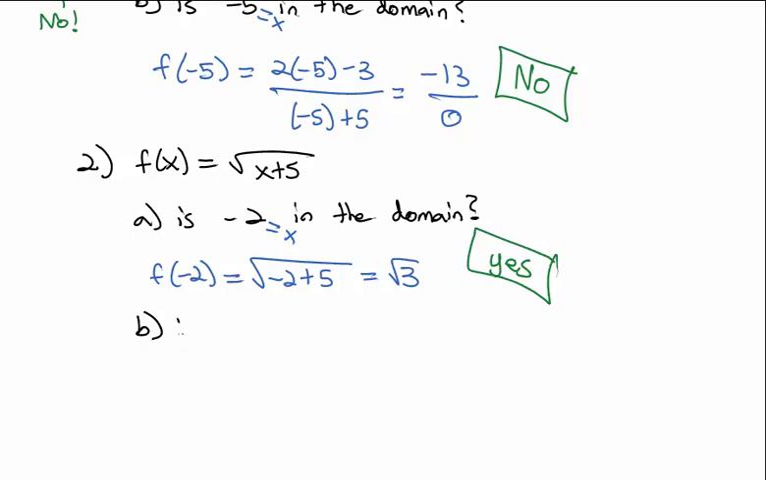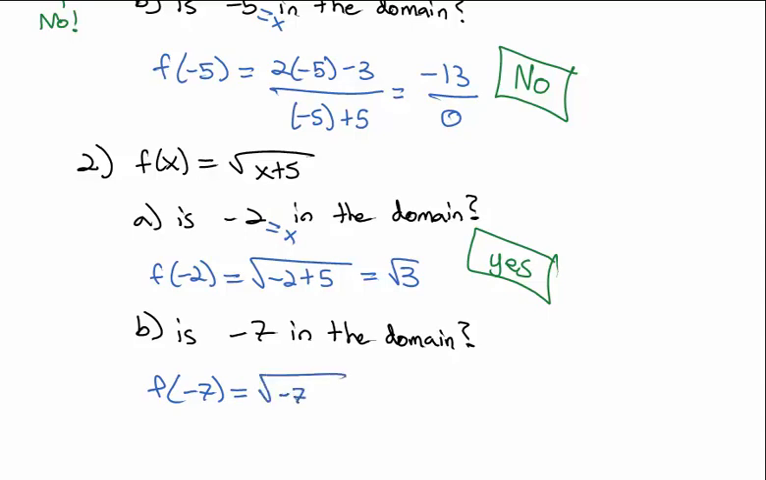How about this one? Is negative 7 in the domain? In other words, can we find f of negative 7 and get a valid output? Well, f is the square root of x plus 5, or negative 7 plus 5, which is the square root of negative 2. As we said earlier, we cannot take the square root of a negative number. So no, negative 7 is not in the domain.